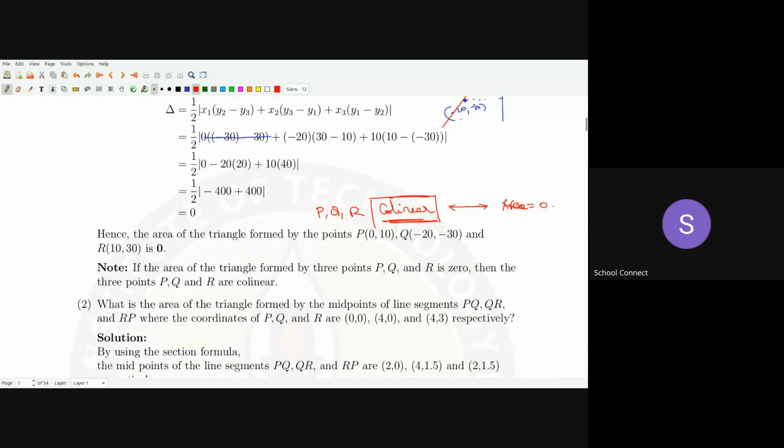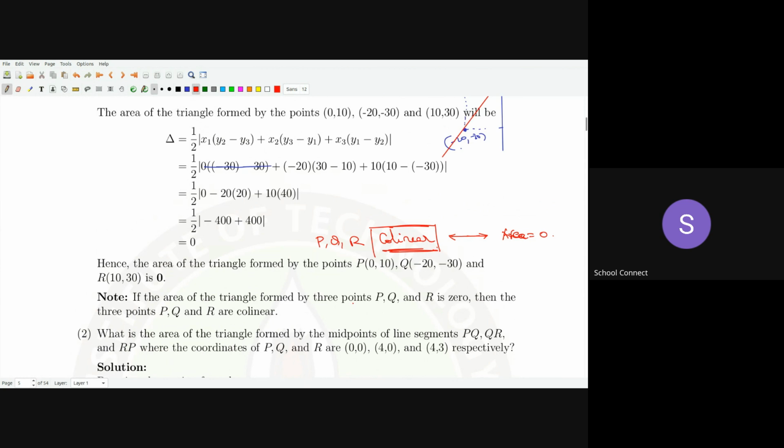Now the next question is a bit harder compared to the first question. This will involve both the area formula as well as the section formula. The question is: what is the area of the triangle formed by the midpoints of the line segments PQ, QR, and RP, where the coordinates of P, Q, R are (0, 0), (4, 0), (4, 3) respectively?